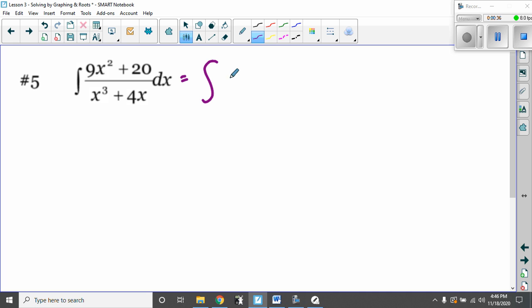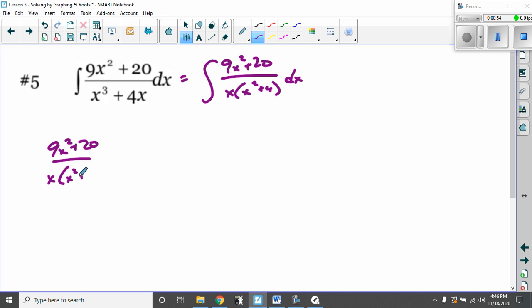The numerator is not factorable, so let's leave that alone. On the bottom, we can take an x out. We want to do our partial fractions. 9x squared plus 20 over x times (x squared plus 4) equals A over x, sorry, plus something over x squared plus 4. This term is quadratic and can't be broken down anymore. Because that's quadratic, we've got a linear factor on the top.